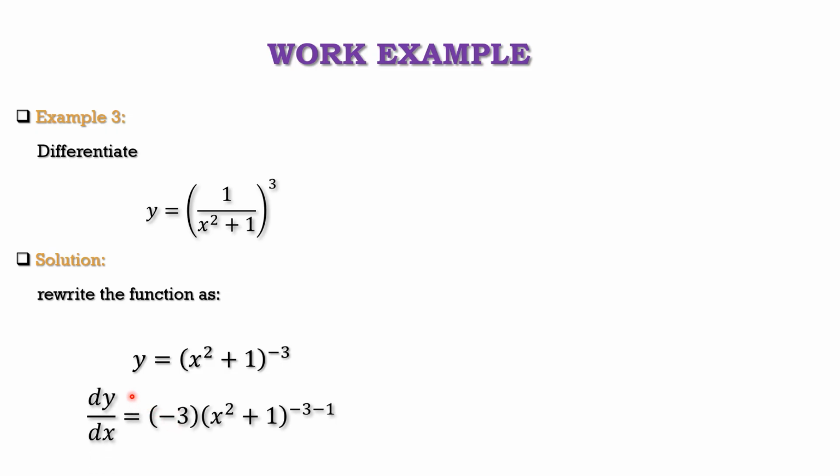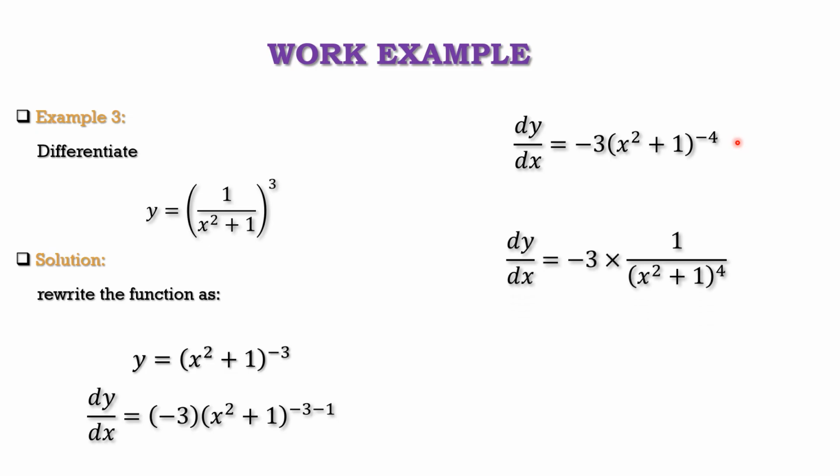So here we have dy dx equal to, the -3 will be here. Then I will maintain the expression in the bracket, that is x squared plus 1. Then subtract 1 from the power. When I do that, I will end up with dy dx equal to -3 times x squared plus 1 all raised to the power -4. So here, dy dx will be equal to -3 times 1 divided by x squared plus 1 raised to the power 4. So our simplified result will be dy dx equal to -3 divided by x squared plus 1 to the power 4.